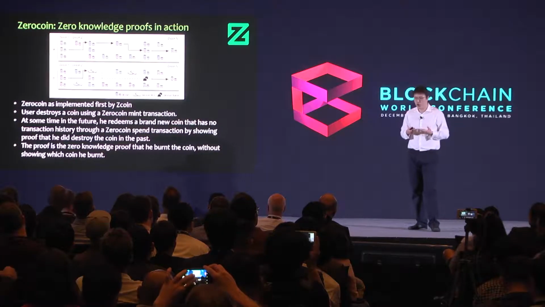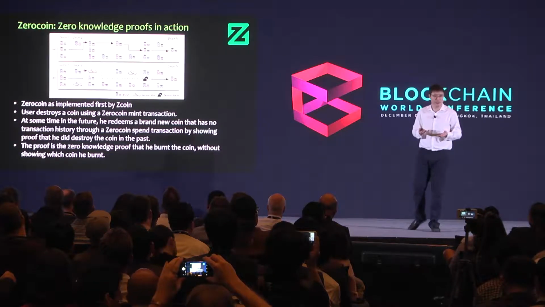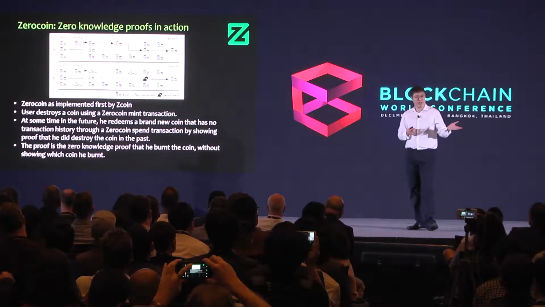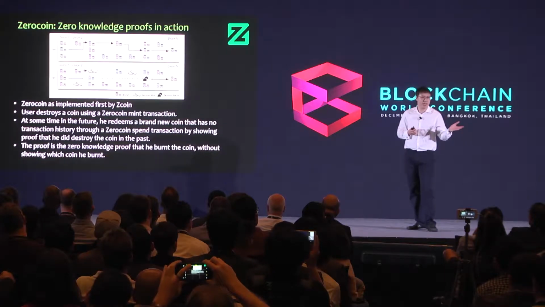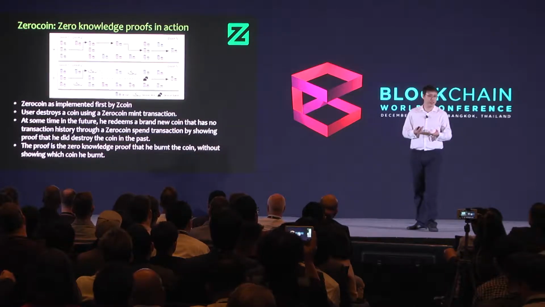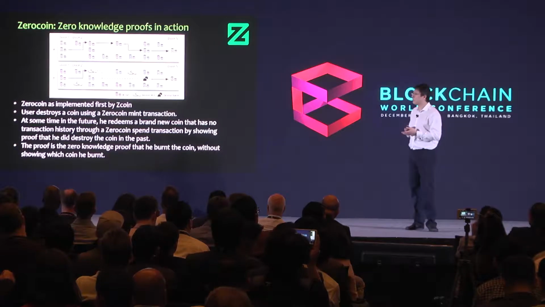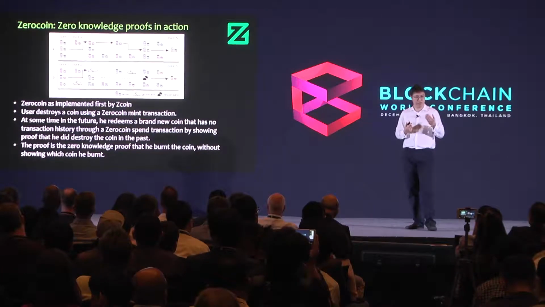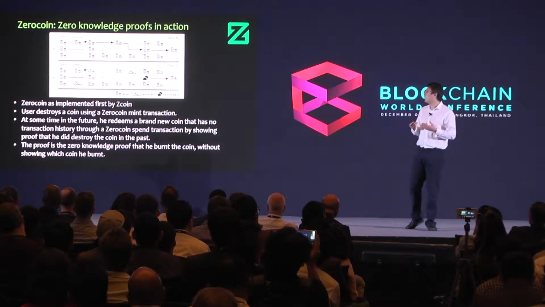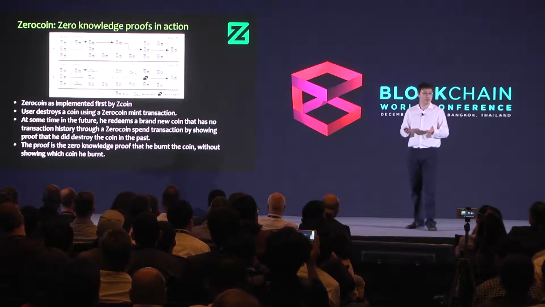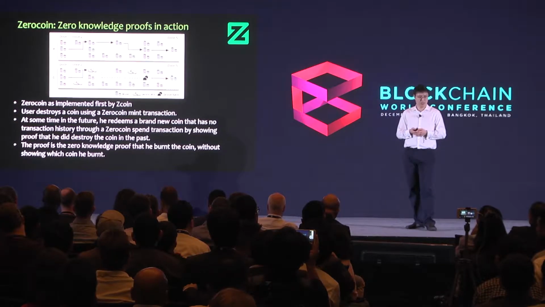So how do I show that I'm entitled to these 10 coins? I need to show that I previously burnt these 10 coins. If I didn't burn these 10 coins, I cannot be entitled to redeem these 10 new coins. And this is where the zero-knowledge proofs come in. I prove that I burned the coin without showing which coins I burnt. And this is what zero-knowledge proof is about.